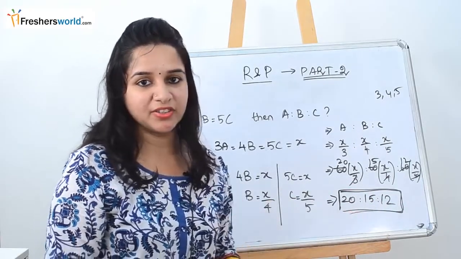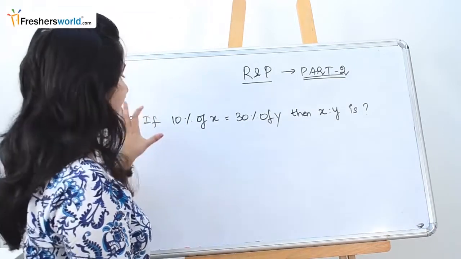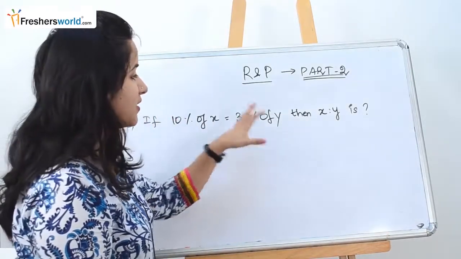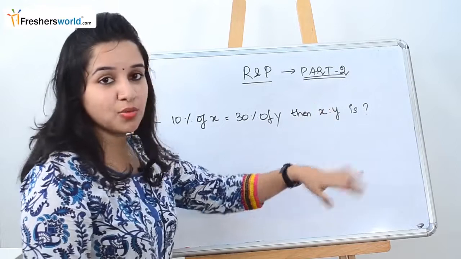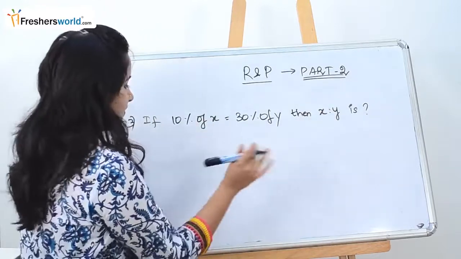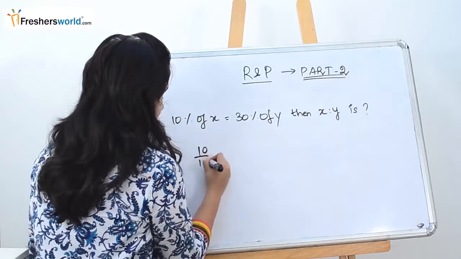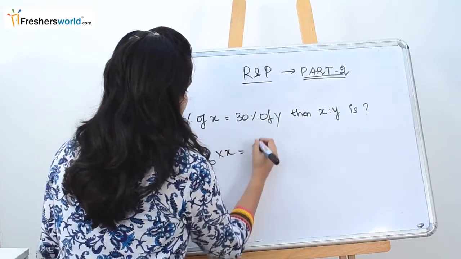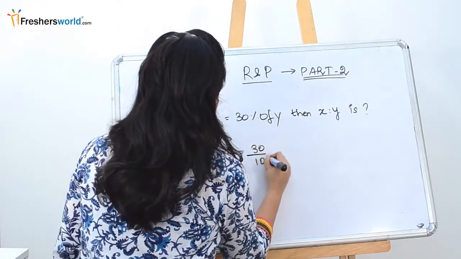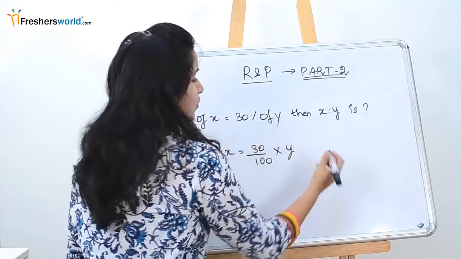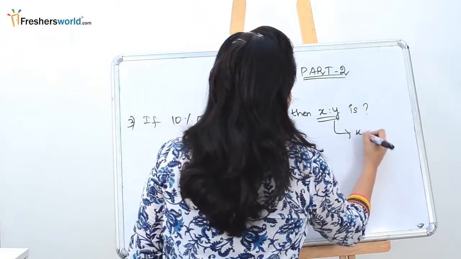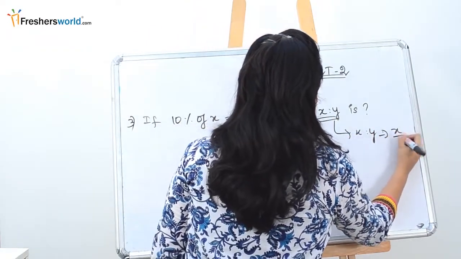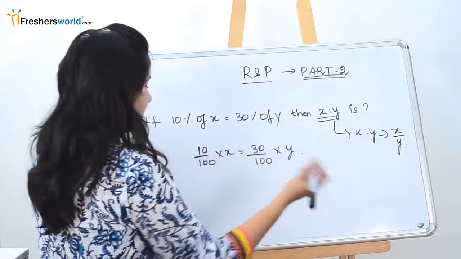Let's solve another question. So the next question that they have asked is, if 10% of x is equal to 30% of y, then x is to y is what? So we know that x is to y is nothing but x divided by y. So let's find x divided by y here.